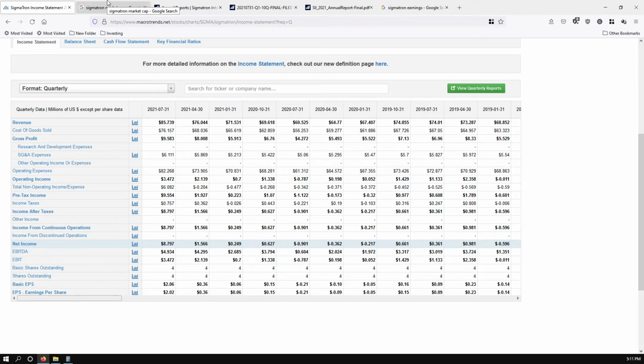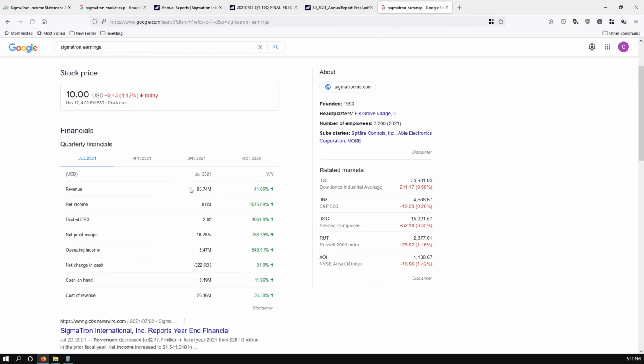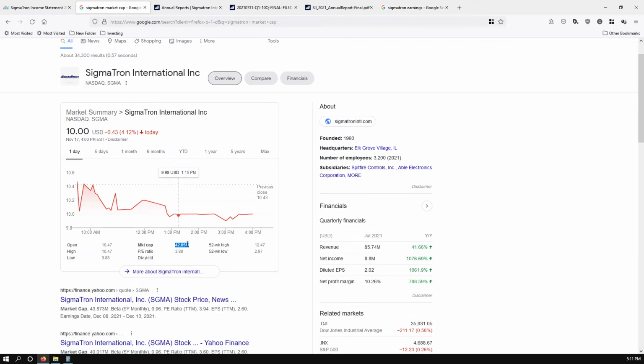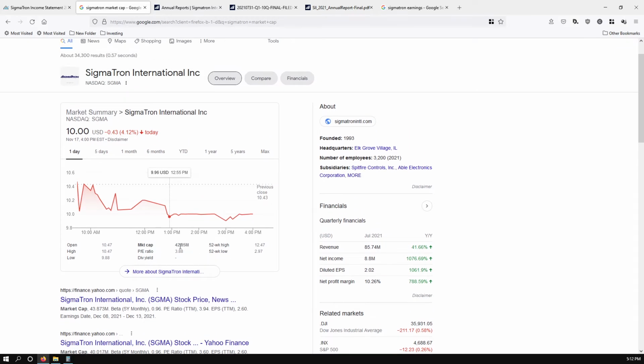They do seem to be significantly undervalued, given that their revenue far exceeds their market cap. Just their one quarter revenue, 85 million, is almost double their market cap. So yeah, I mean, do with that what you want, but that's definitely not the norm for a lot of these companies.